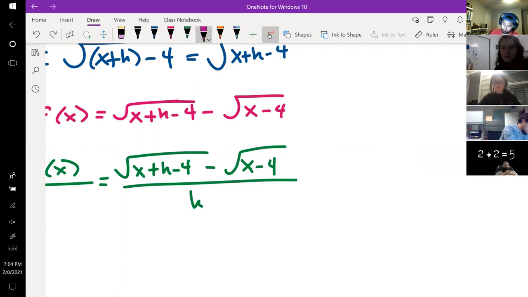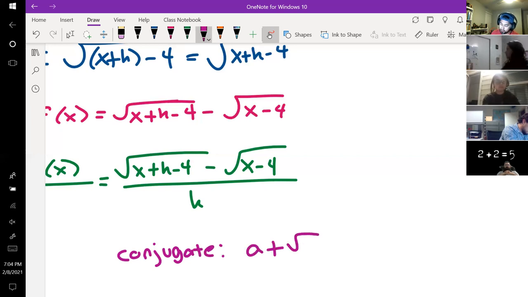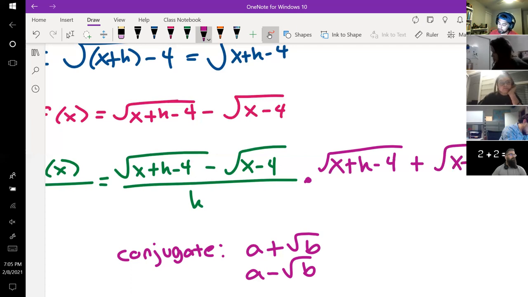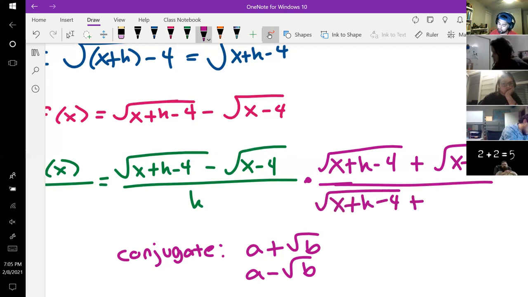So remember that my conjugate is, if I have a plus the square root of b, I would multiply by a minus the square root of b. Or the other way around. If it's a minus square root of b, I multiply by a plus square root of b. So that's what we're going to do here. We're going to multiply this whole difference quotient by the conjugate of the numerator. So the square root of x plus h minus 4 plus the square root of x minus 4 over the same thing. The square root of x plus h minus 4 plus the square root of x minus 4. You good so far? Yes, sir. Okay.